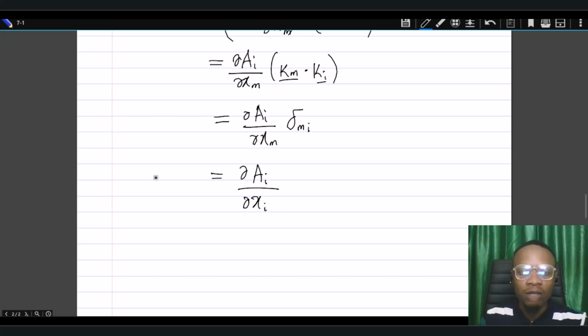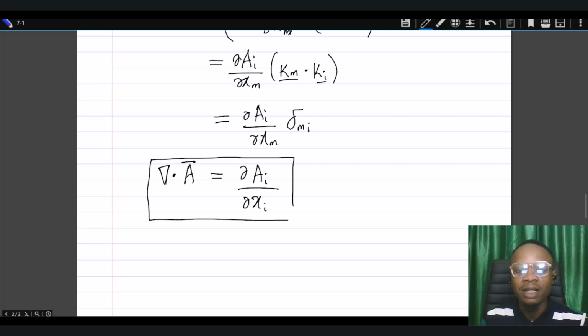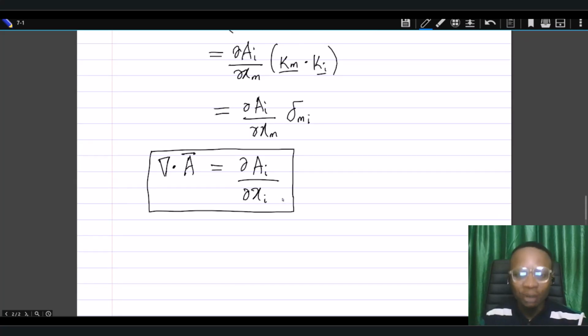So we have now established that our nabla dot vector A, which is the divergence of vector A, is simply given by del AI del XI. So with this, we are good to go. Of course, if we would expand this, for instance, we know that this is a dummy subscript, this is II, which is a dummy subscript, so it should be expanded from 1 to 3 by our Einstein summation convention.